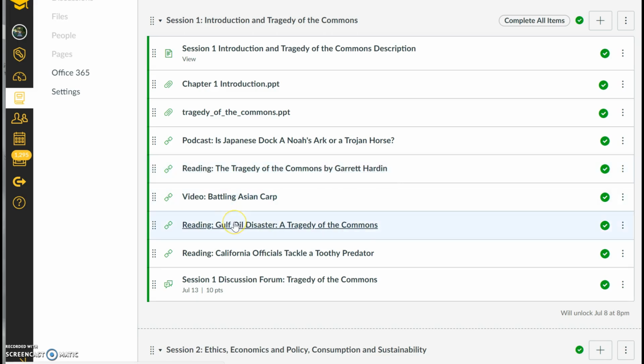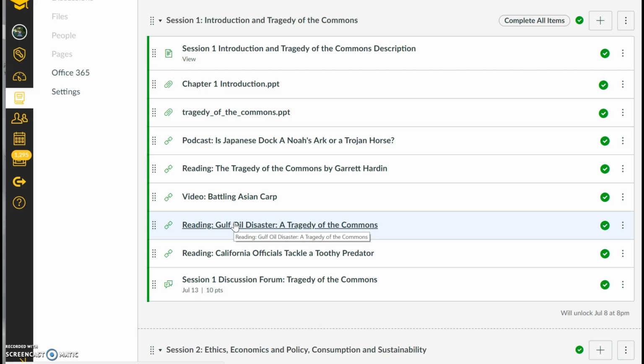This is a wonderful reading on why the Gulf oil spill happened, which was the fact that we tried to privatize commons, which were the oceans, and we leased them out to oil companies. What happened was those oil companies then destroyed the commons. There was a massive oil spill and they destroyed the commons. So there are a lot of problems with trying to protect commons.